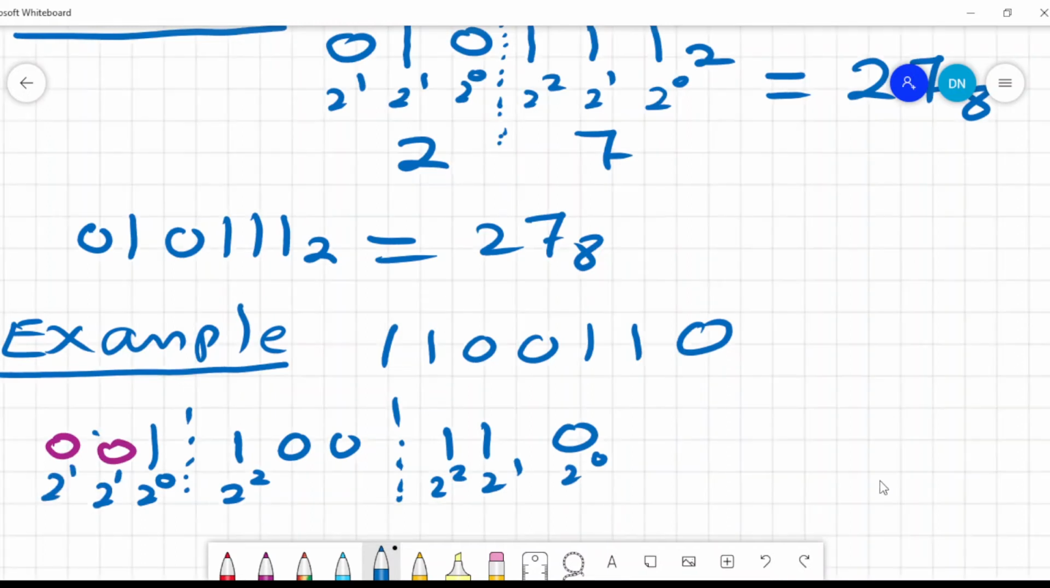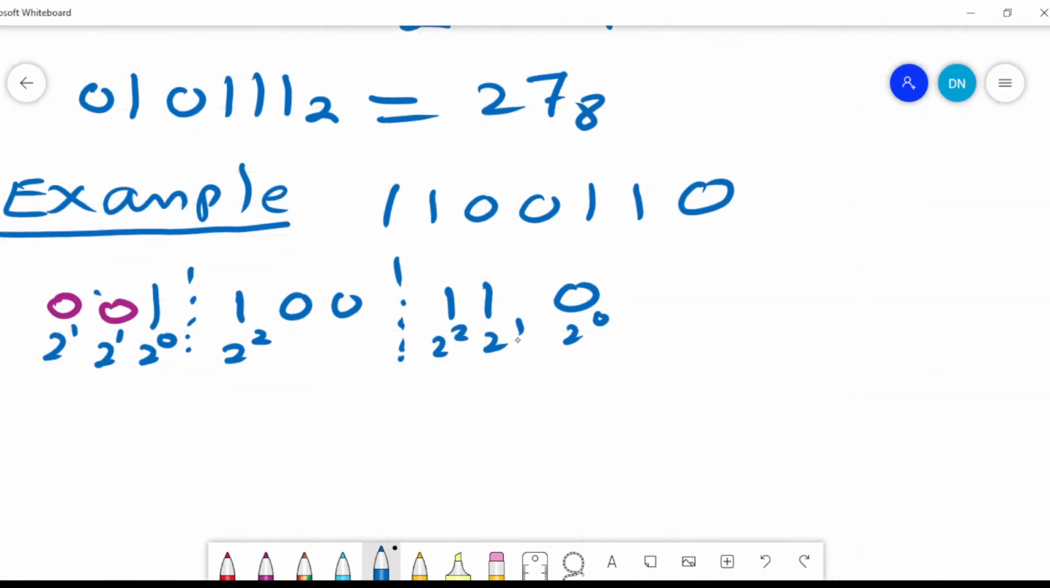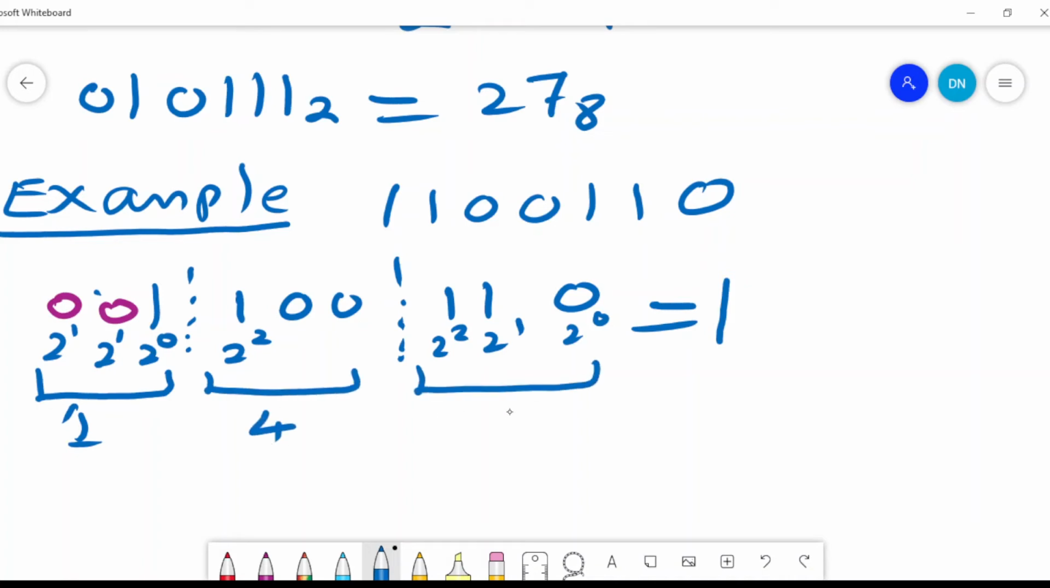And therefore, this will have three numbers because the first one is 1. The first box here is 1. This box here gives me 4. And this box here gives me 6. This is 4 plus 2, which is 6. So it is 146 to base 8.